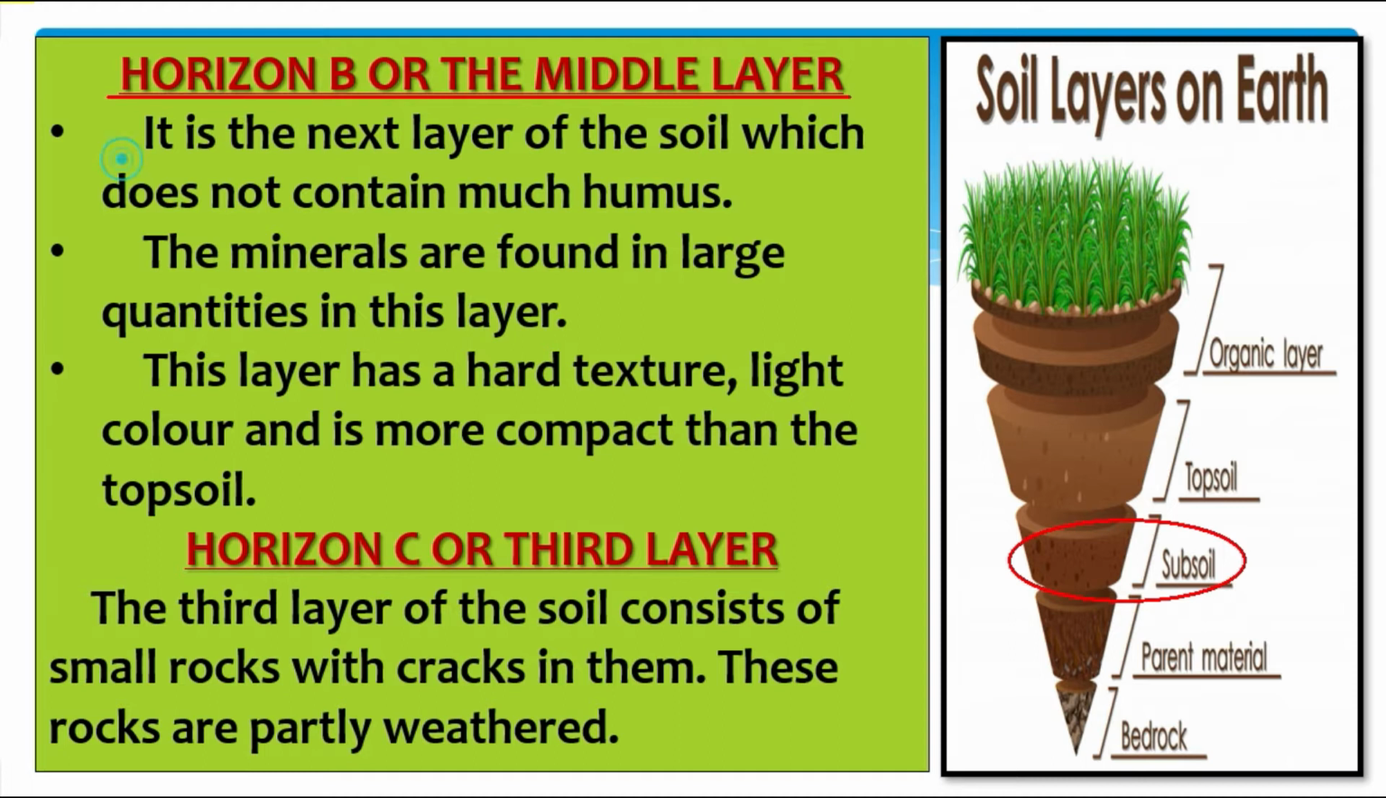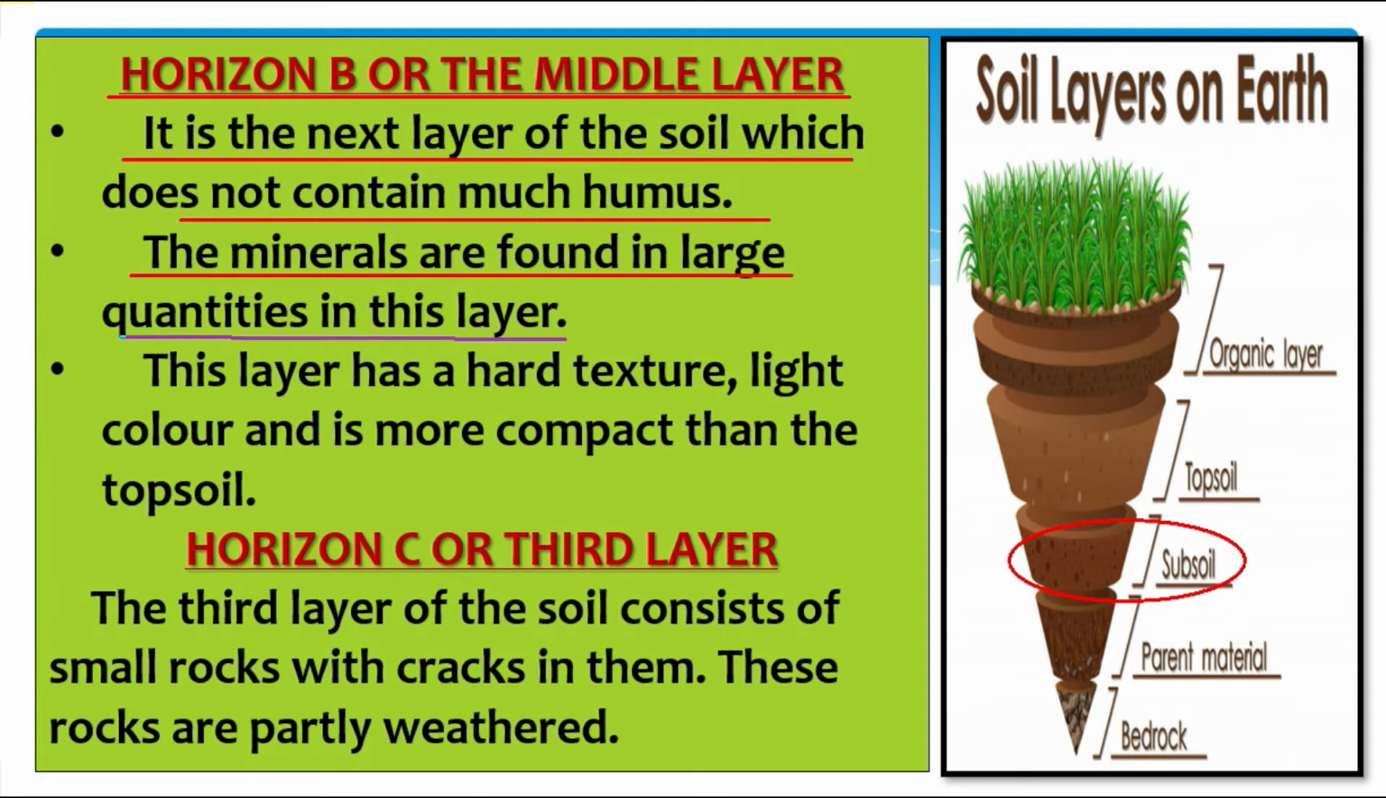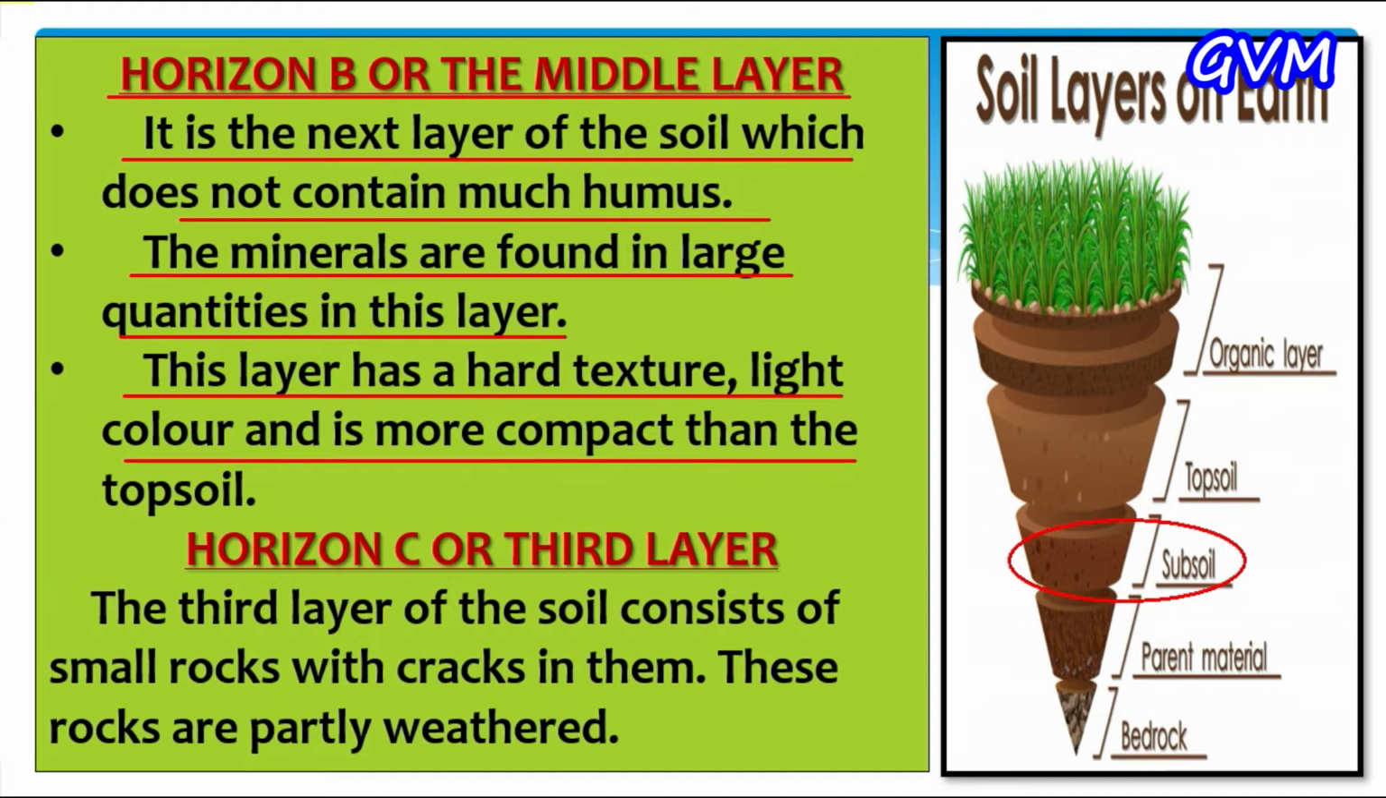Students, this B horizon is the next layer of the soil, and the most important thing about the B horizon is that it doesn't contain much humus as compared to the A horizon. But students, the minerals are found in the B horizon in large quantities. And as compared to the A horizon, the layer of the B horizon has hard texture, light color, and is more compact as compared to the topsoil.